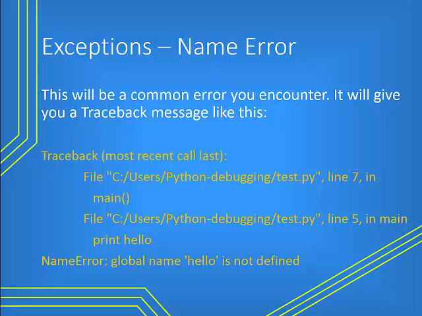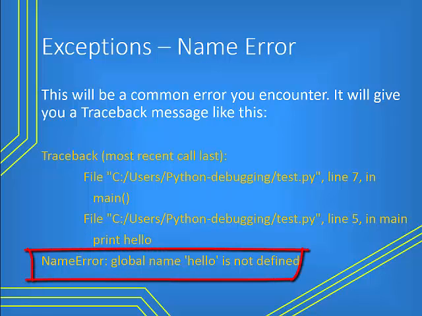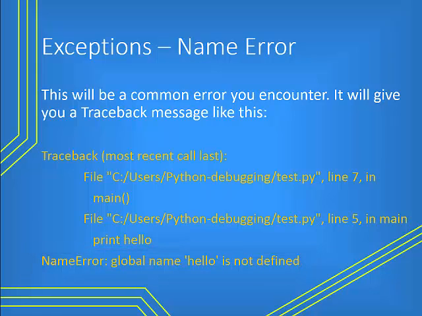Similarly, the next two lines say that the error occurred on line 5 within main, and that the line with the error is print hello. Lastly, the actual name error says that global name hello is not defined. A name error means that Python tried to use a variable or function name, such as hello, based on a previous definition. If it hasn't been defined at this point, you will get an error.